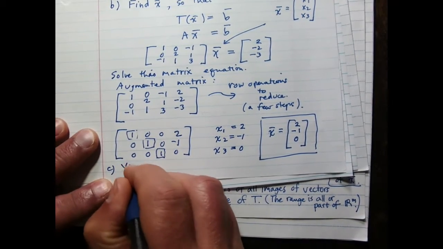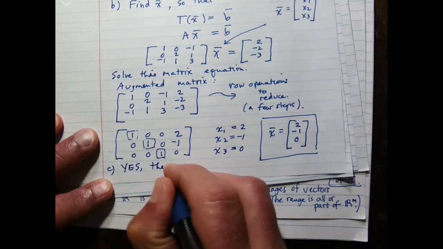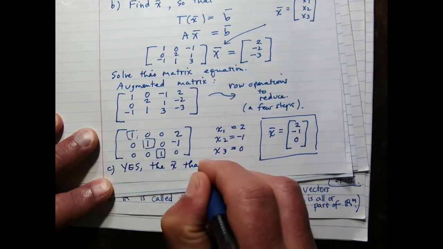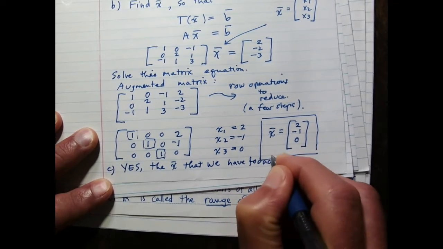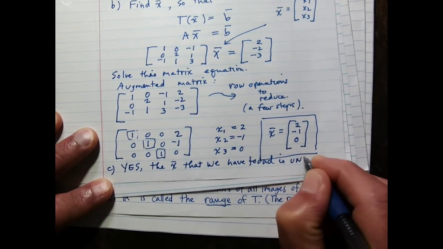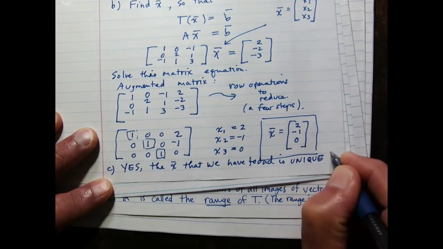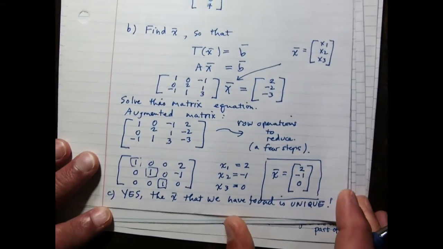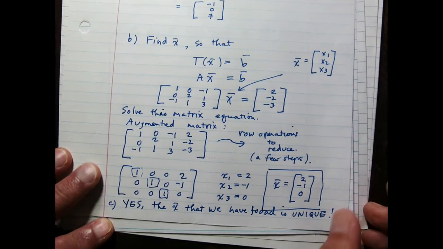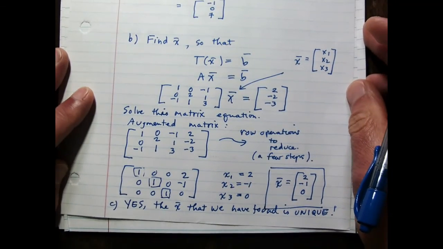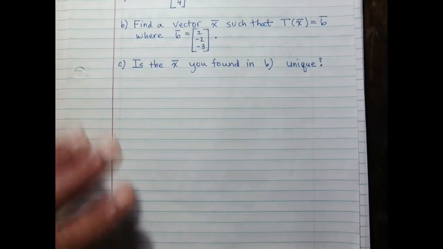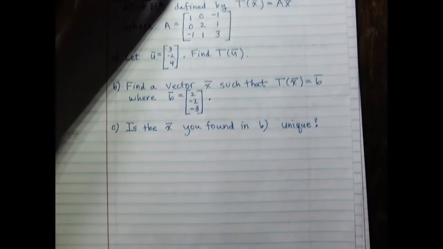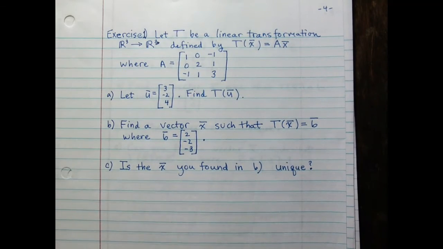So the answer to C is yes. The x that we have found is unique. There's only one solution to that matrix equation that we set up. And so we've finished exercise number 1, which is on page 4 of our notes. So let's go on to the next exercise.